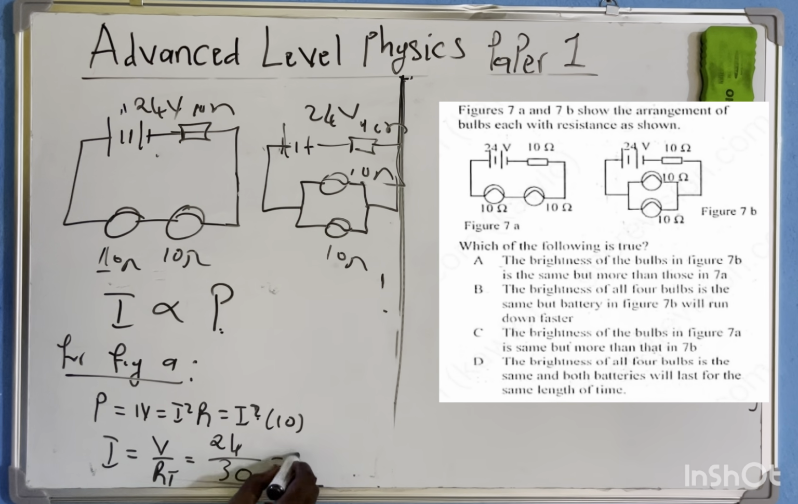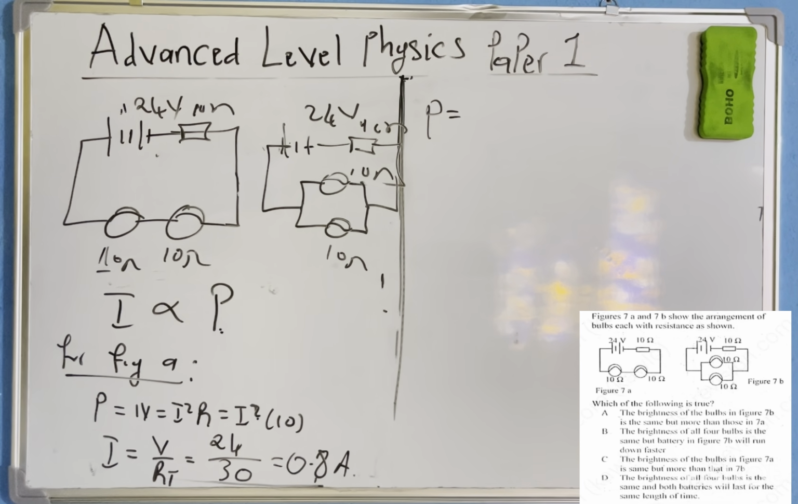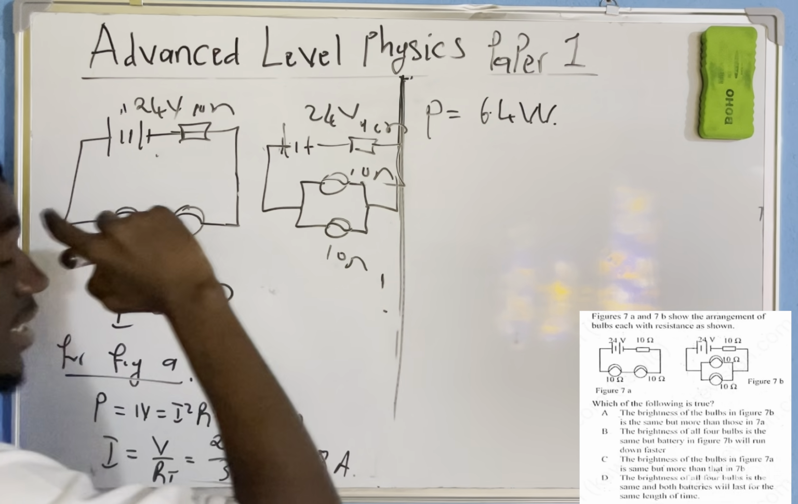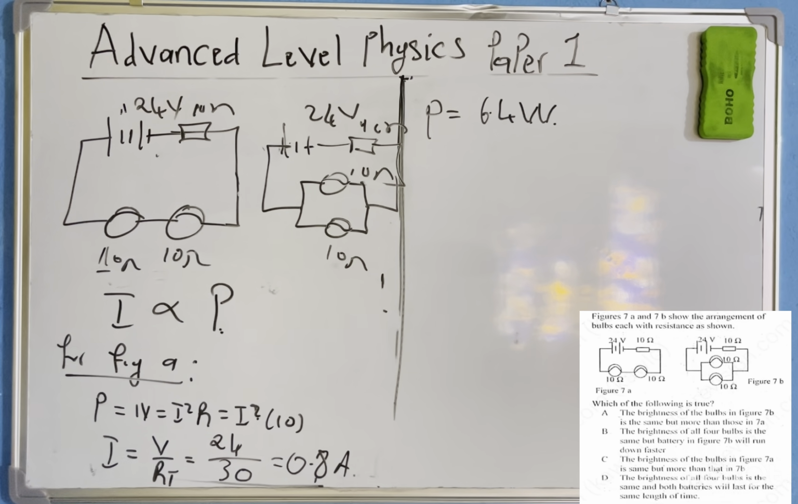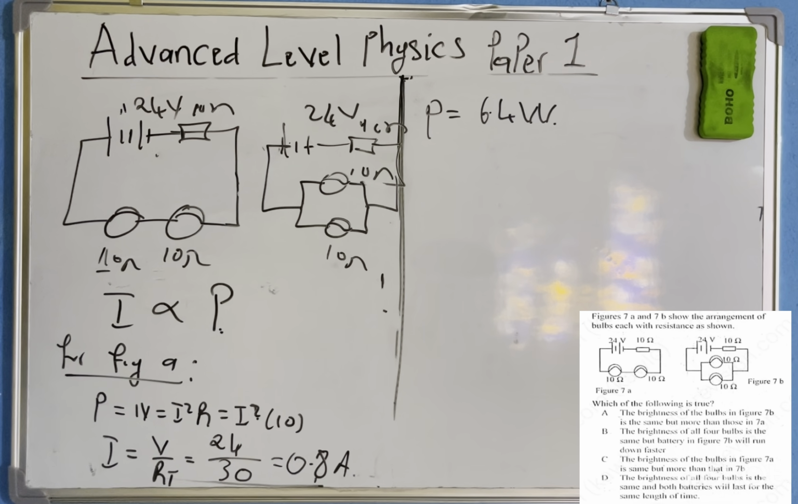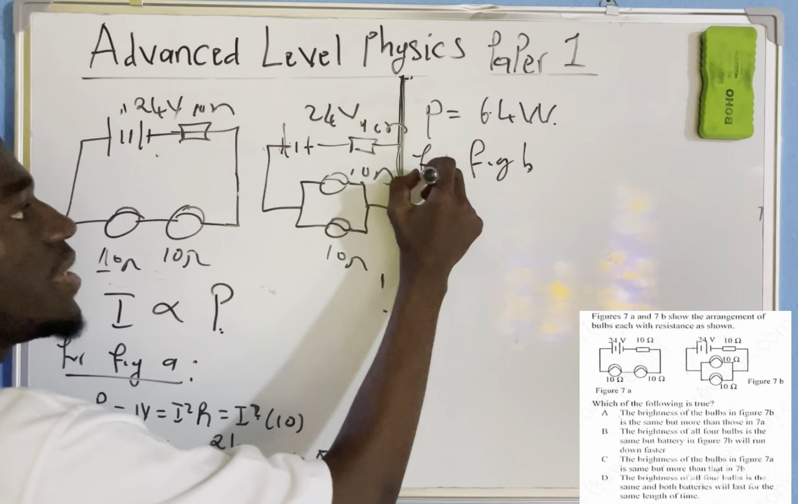So after calculating, 24 divided by 30, I'll have 0.8 amperes. So the power is simply equal to 0.8 squared, multiplied by 10. I'll have 6.4 watts. So that is the power reaching our 10 ohms. Each bulb here is receiving 6.4 watts. Now let us go for figure B.